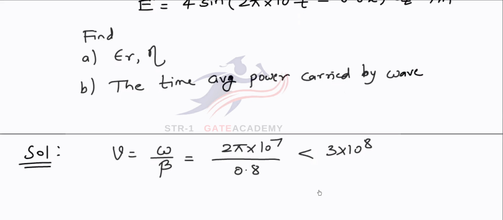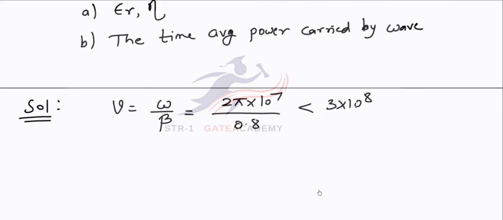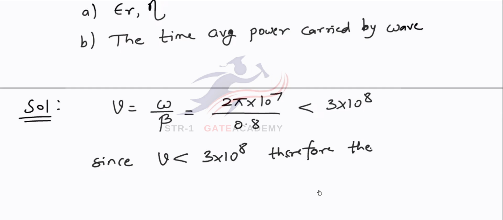So, since velocity is less than 3 into 10 to the power 8, or the velocity of speed of light, therefore the medium must be a perfect dielectric.